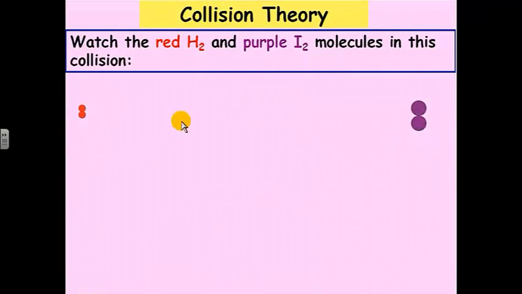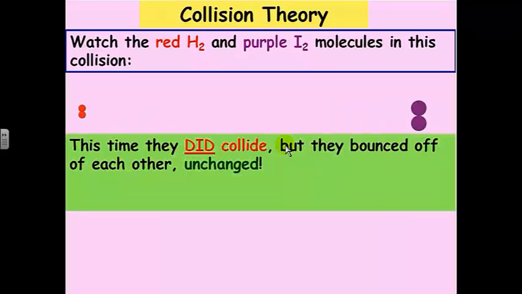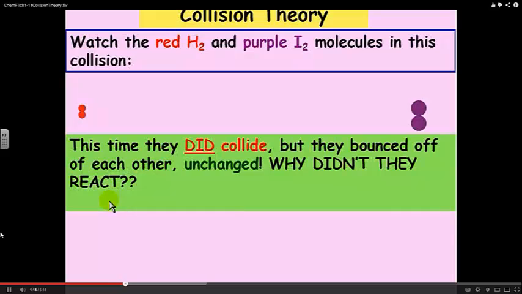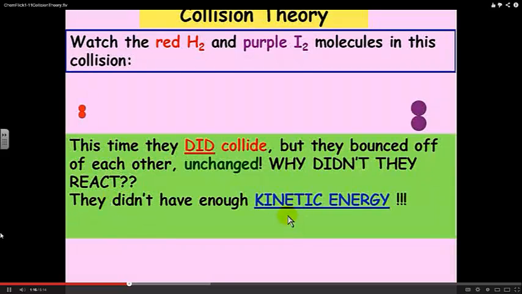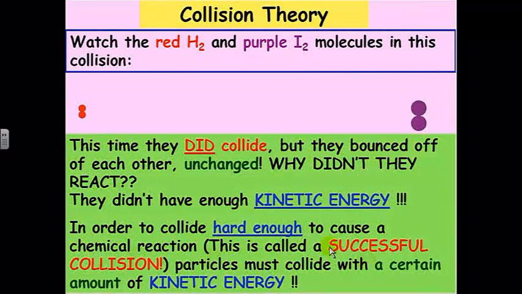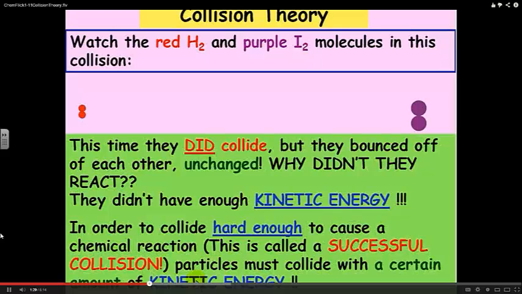Okay, let's watch these molecules as they approach each other this time. This time they did collide, but they didn't react. They bounced off each other unchanged. So why didn't they react? Well, it's because they didn't have enough kinetic energy, or energy of motion. In order to collide hard enough to cause a chemical reaction, that, by the way, is called a successful collision, particles must collide with a certain amount of kinetic energy.